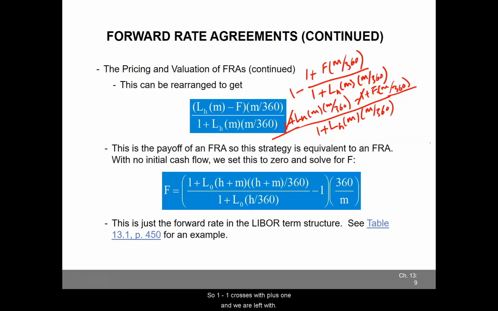So 1 minus 1 crosses with plus 1, and we are left with L_H M/360 and F M/360. Because M/360 is common, we have taken that out and we are left with L_H(M) minus F. We have taken that in parentheses, and the denominator remains the same. Now, looking at this, it appears that this is an equivalent portfolio for an FRA.